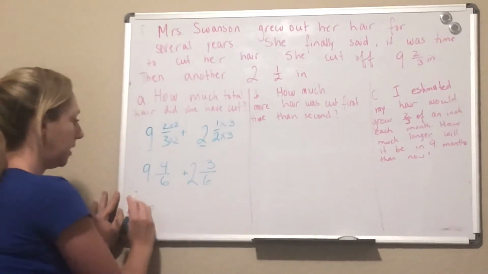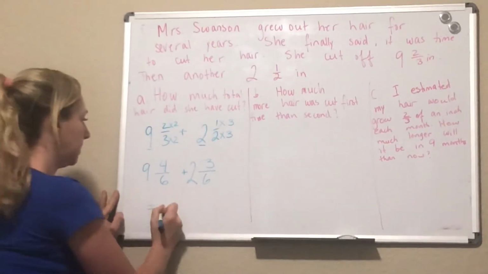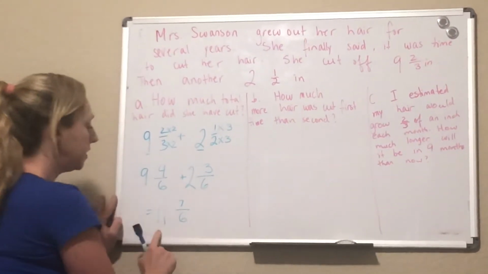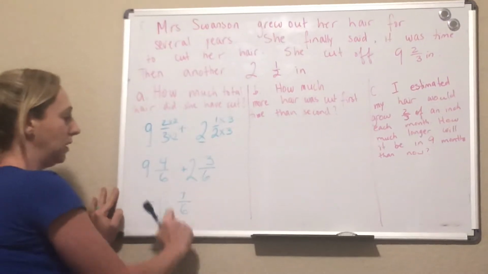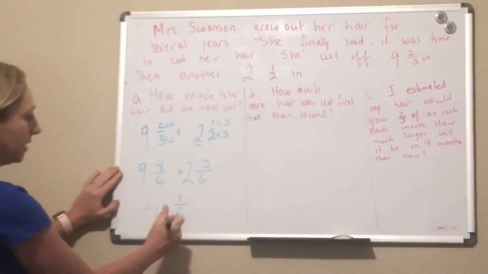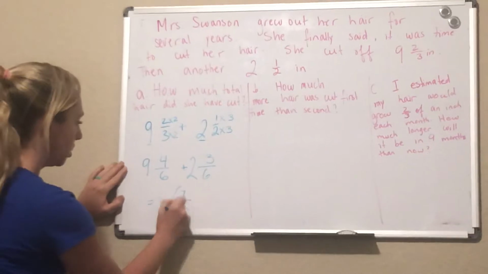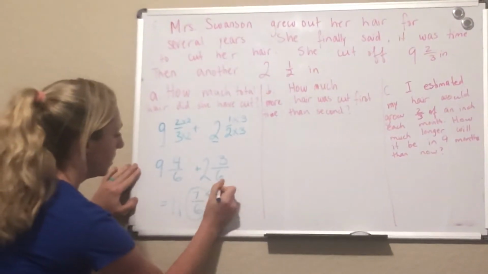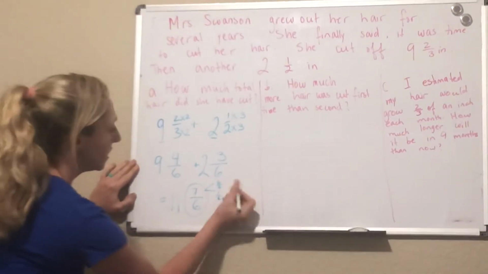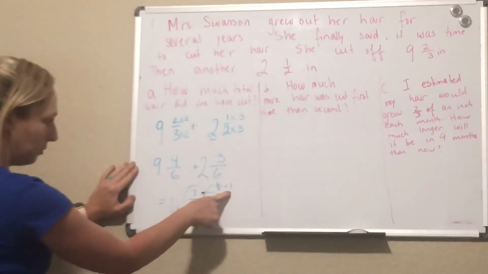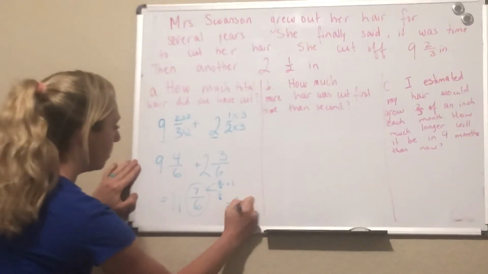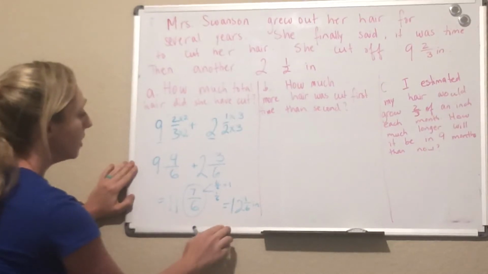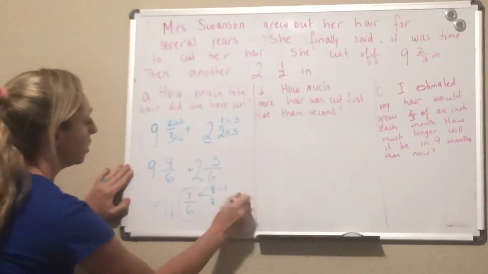Now I'm going to go ahead and add my whole numbers. 9 plus 2 is 11. And 4 plus 3 is 7. I have 11 and 7/6. This part itself is my improper fraction, so I'm going to go ahead and decompose it. So I have 6/6 and 1/6. 6/6 is the same as 1 whole. So I'm going to add that 1 whole to the 11. Now I have 12 and 1/6 of an inch. So the total cut off was 12 and 1/6 of an inch.